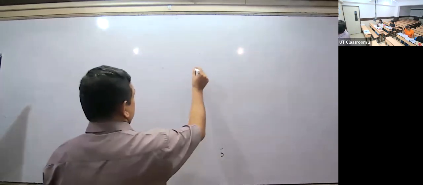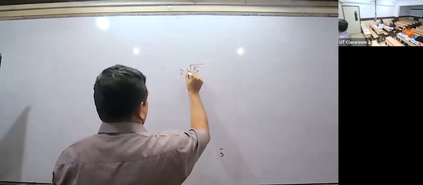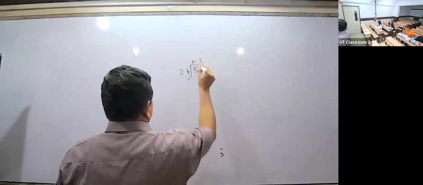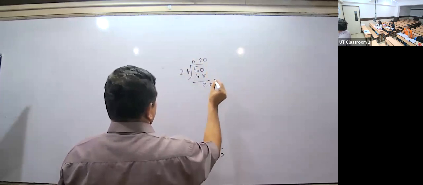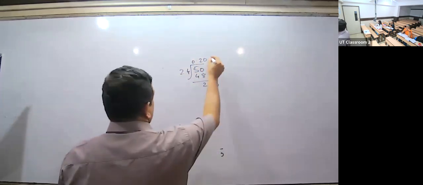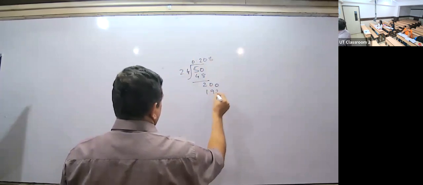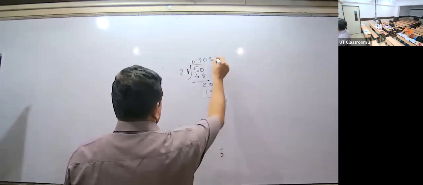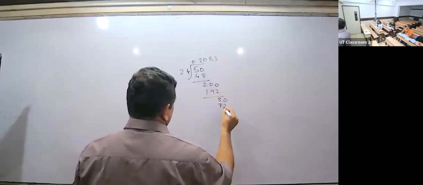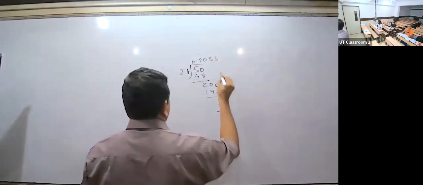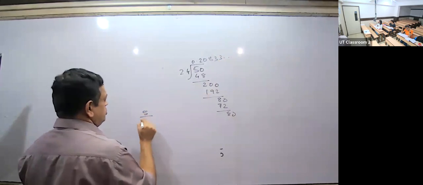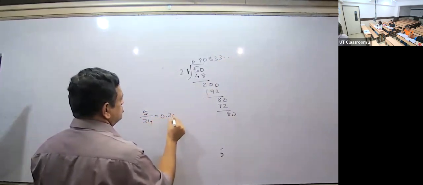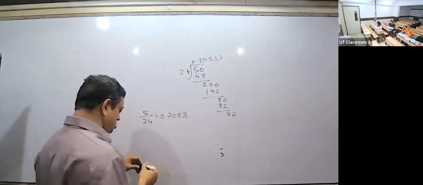What is the third question? 5 upon 24. So 0.50 means 2. 48, remainder 2. Yes, sir. 0.208. Then 80, 72, remainder 8, again it would be 80. So the answer is coming as 5 upon 24 is equal to 0.208, with 3 recurring. Only 3 is recurring.